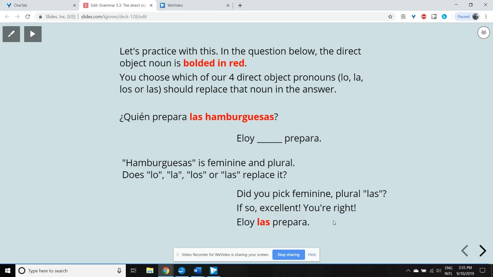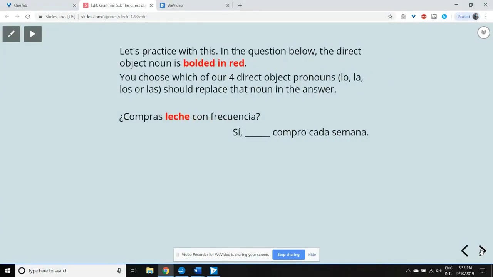Remember, direct object pronouns replace direct object nouns. In Spanish, direct object pronouns agree with the nouns that they replace, both in gender and in number. And unlike in English, direct object pronouns in Spanish go before the conjugated verb. And that's what you've got to know. Let's try one more.